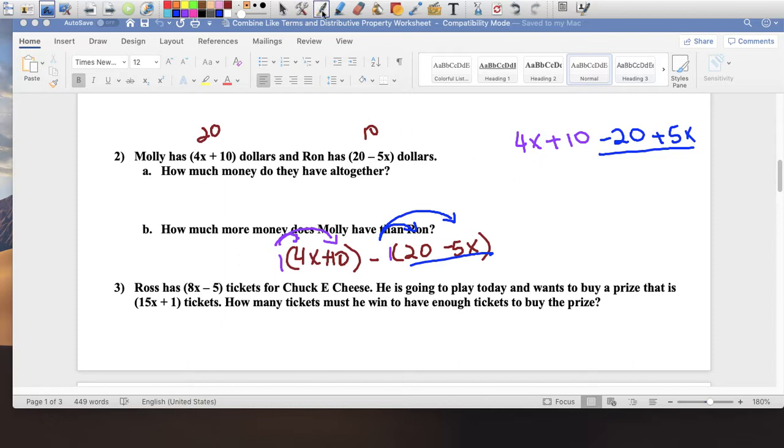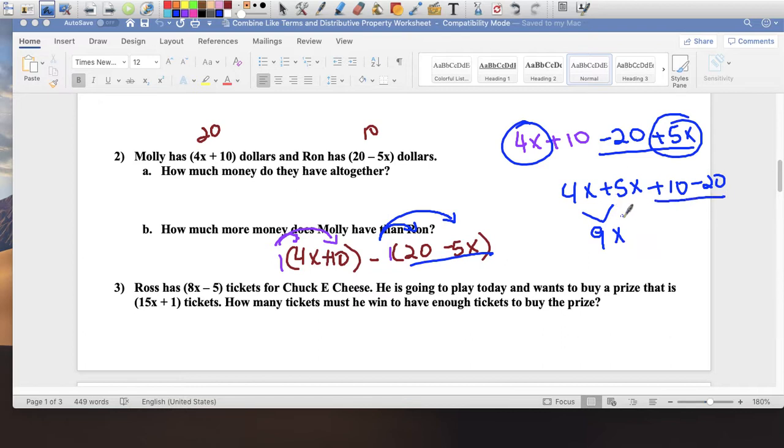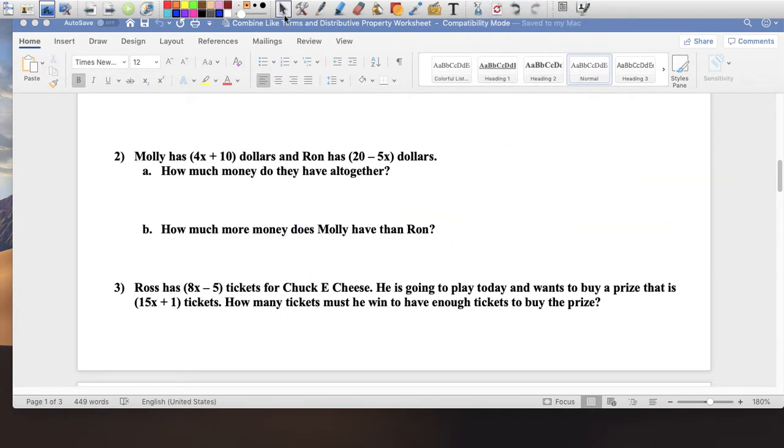So, combine like terms, are there any? Yeah, there is. This one over here and this one over here. 4x plus 5x. And let me write the other two side by side. Plus 10 minus 20. This is 9x. Positive 10 minus 20 is negative 10. And that's how much more money Molly has. So Molly has 9x minus 10 more dollars. Okay, whatever that means.